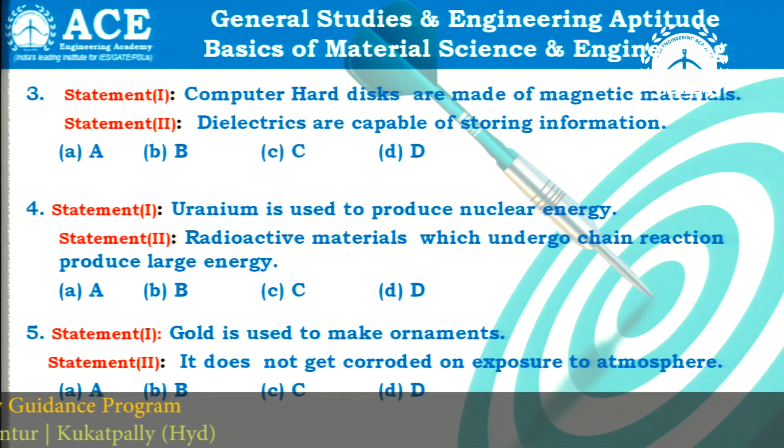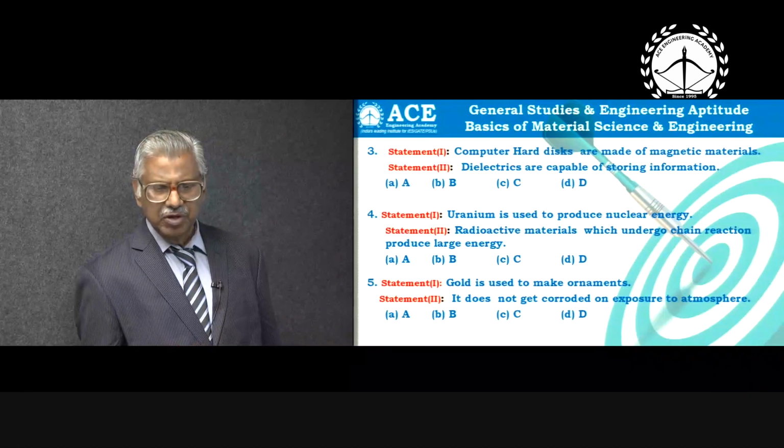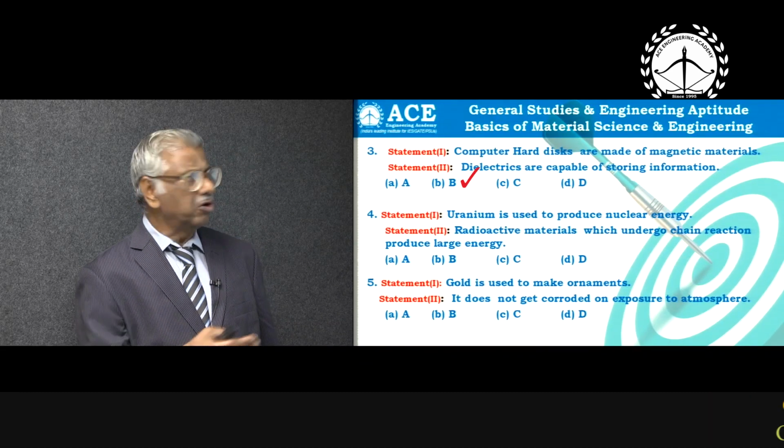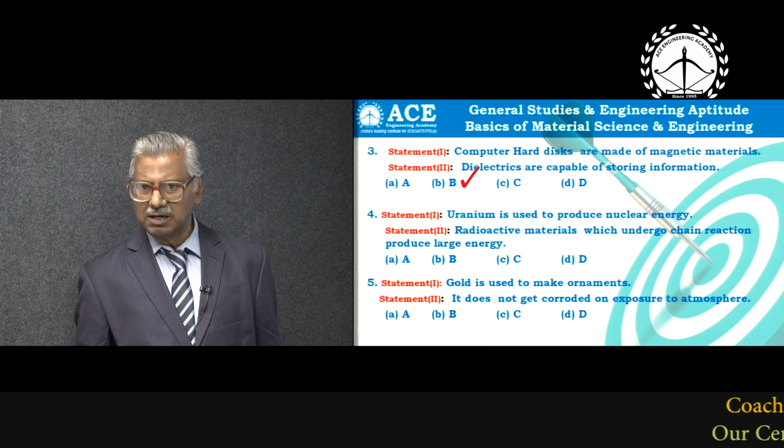Look at this one. Computer hard disks are made of magnetic materials. The second states that they are capable of storing information. What about the two statements? The first one is correct, the second is also a correct statement, but the second is not an explanation for the first. So B has to be the answer.